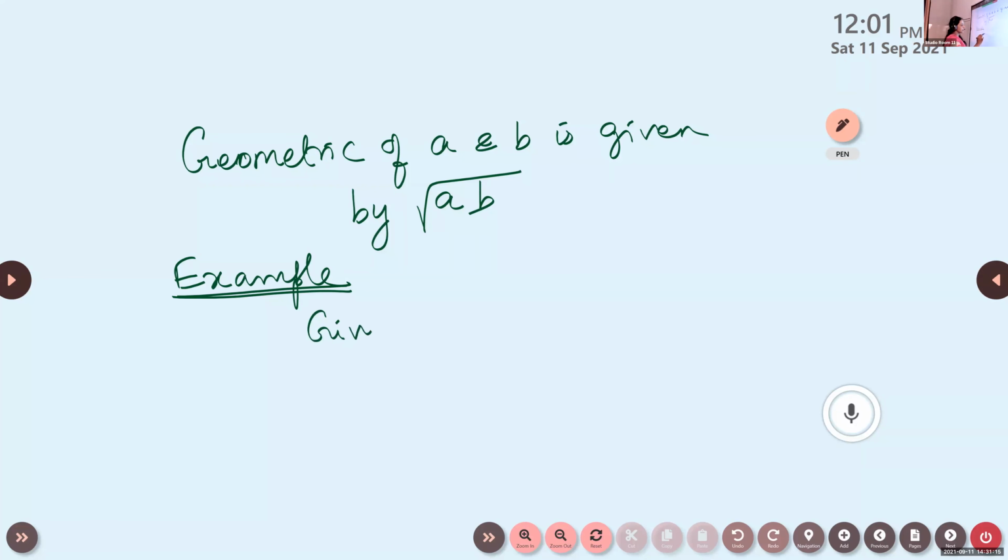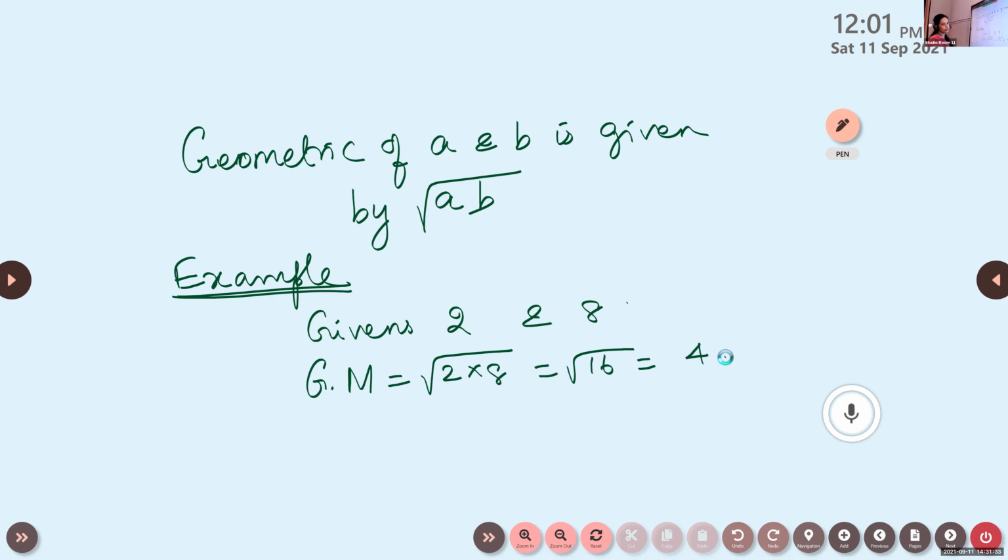For example, suppose you are given the numbers 2 and 8. What is the geometric mean? Geometric mean, we denote it as GM. GM is equal to root of 2 into 8, which is root 16. What is root 16? 4.